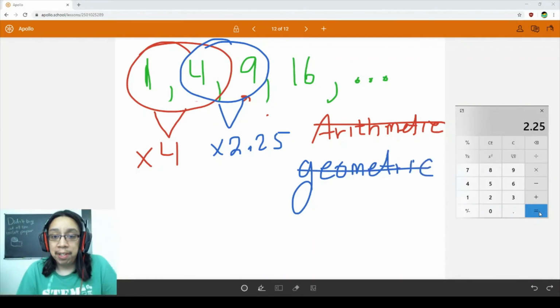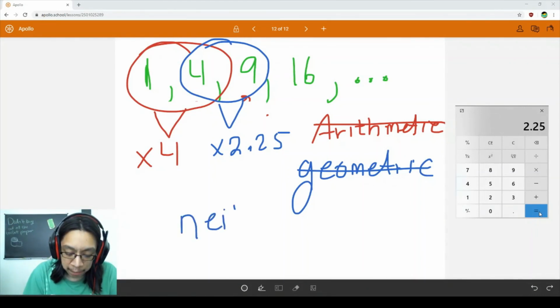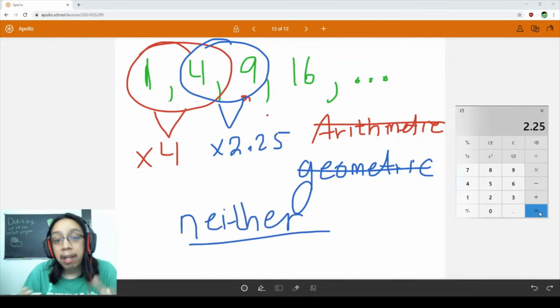So then what is it? Well, it's just a sequence that we haven't talked about yet, and we probably won't talk about in this class. We would just say, for the purpose of this problem, that it's going to be neither. It's neither arithmetic nor geometric.